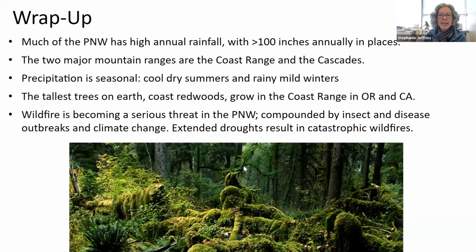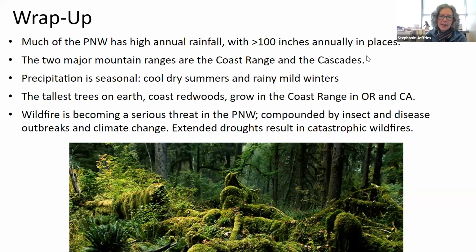So just to quickly wrap up: much of the Pacific Northwest has very high annual rainfall, and that puts some of it into the temperate rainforest category, which is pretty unusual in the world. This used to be a forest type that was much more extensive back in geologic time, but now is pretty restricted to the Pacific Northwest. So that makes it kind of special when you've got areas that have more than 100 inches of rain a year. The two mountain ranges that we spoke about in this lecture are the Coast Range and the Cascades.